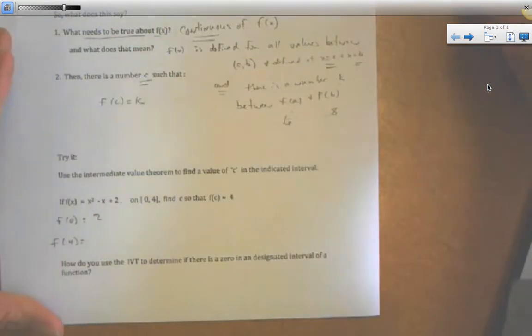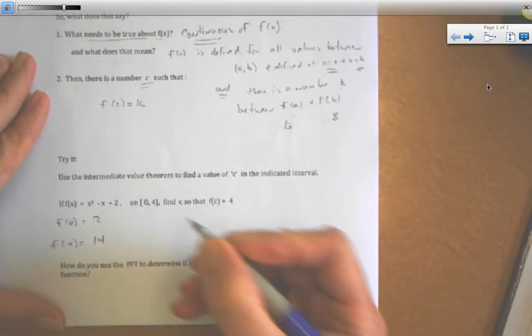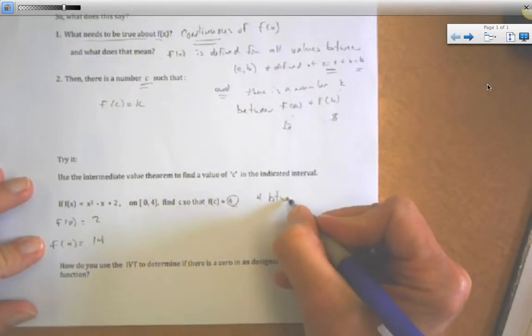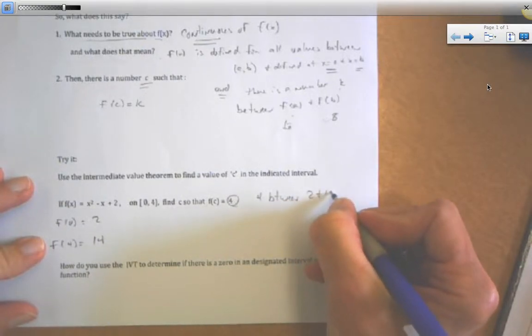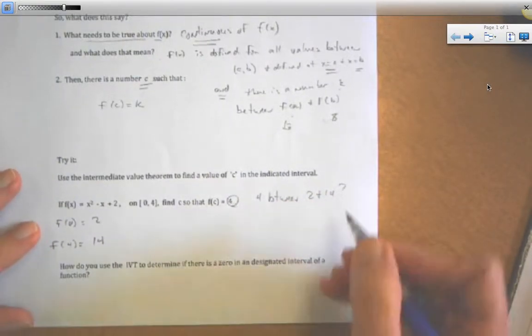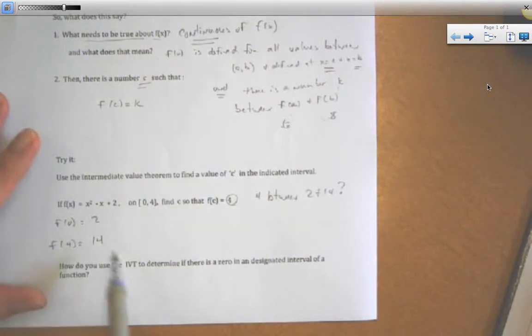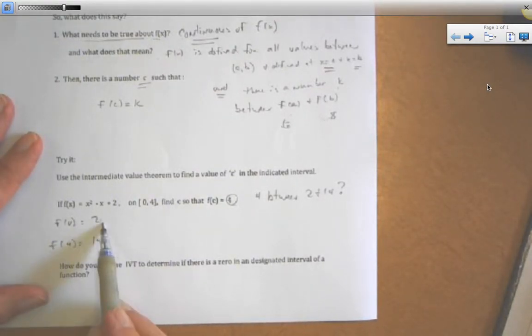Which is 14. And we need to check, is 4 between 2 and 14? Because otherwise the intermediate value theorem will not apply. That's one of those conditions, and yes, 4 is between 2 and 14.